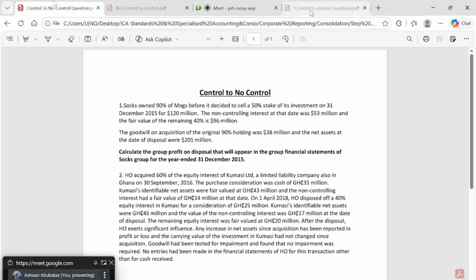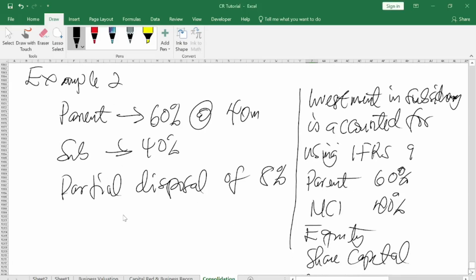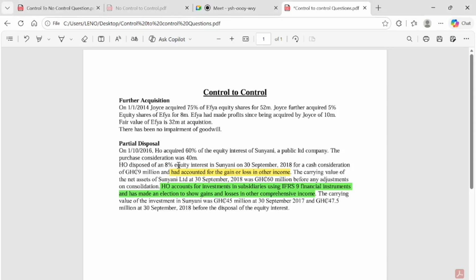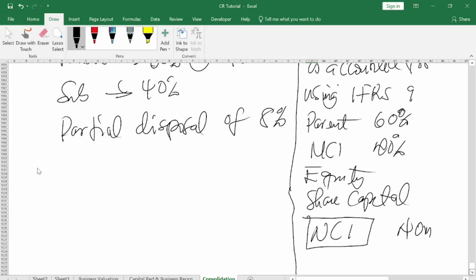And again, I made you underline something here: the gain, I had accounted for gain or loss in other income. What does this statement mean? What this statement means is that when the company disposed of its equity, like a partial disposal of 8%, that is what they are talking about. They accounted for the disposal of the 8%. How much did they dispose? 9 million. And they say they've accounted for the gain or loss in other income.